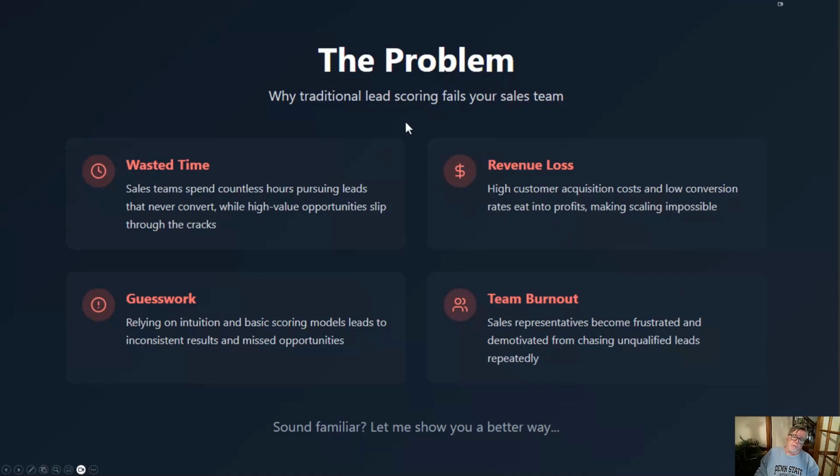The problem with traditional lead scoring, you've got wasted time. Salespeople spend hours pursuing leads that never convert, guesswork, using intuition to score models, revenue loss, high customer acquisition cost. If you're going through, particularly for firms that are doing in-person visits, if you're visiting a whole bunch of people that aren't converting, your costs are going through the roof and you're not really getting much back from it. And the other thing that's an issue is burnout with salespeople. If they're going through a massive number of leads that never convert, they're not going to be very happy, and your turnover with them and their burnout rate is very likely going to be very high.